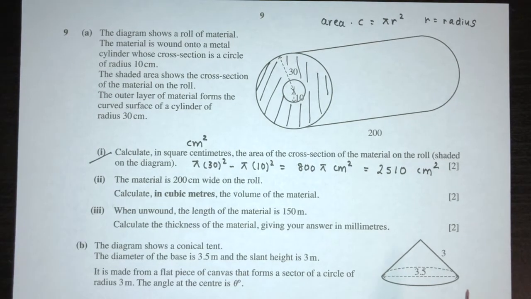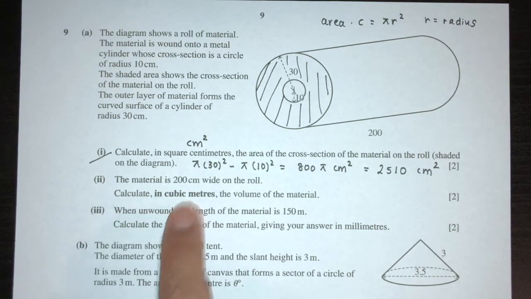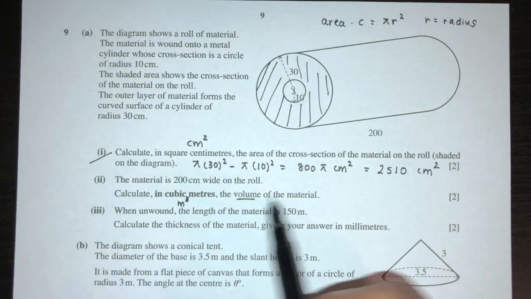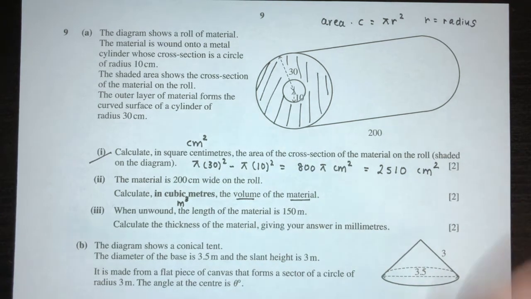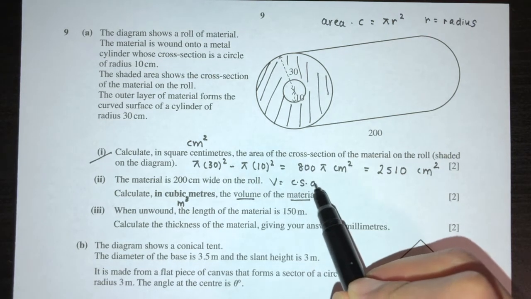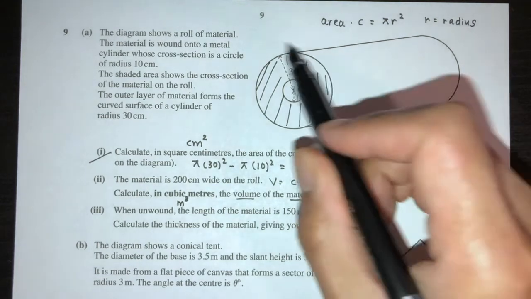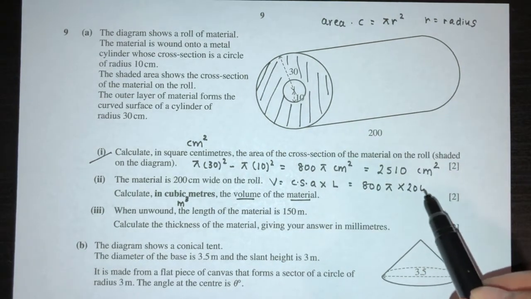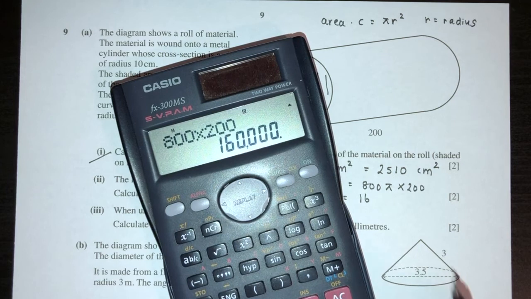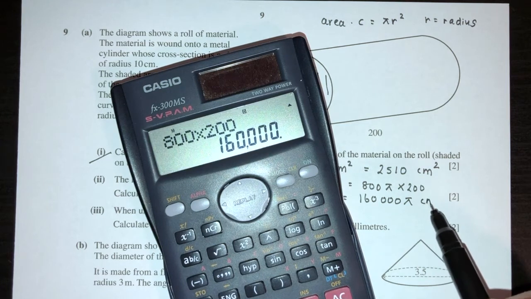Now for part 2, the material is 200 centimeter wide on the roll. Calculate in cubic meters. So cubic meters, it is meters power 3, the volume of the material. So pretty easy. How do you find volume of a prism? You find the volume by taking the cross-section area times the length. So 800 pi, which is this area, times the length, which is 200. So let's try 800 times 200. That will be 160,000 pi. That will be centimeter cube.